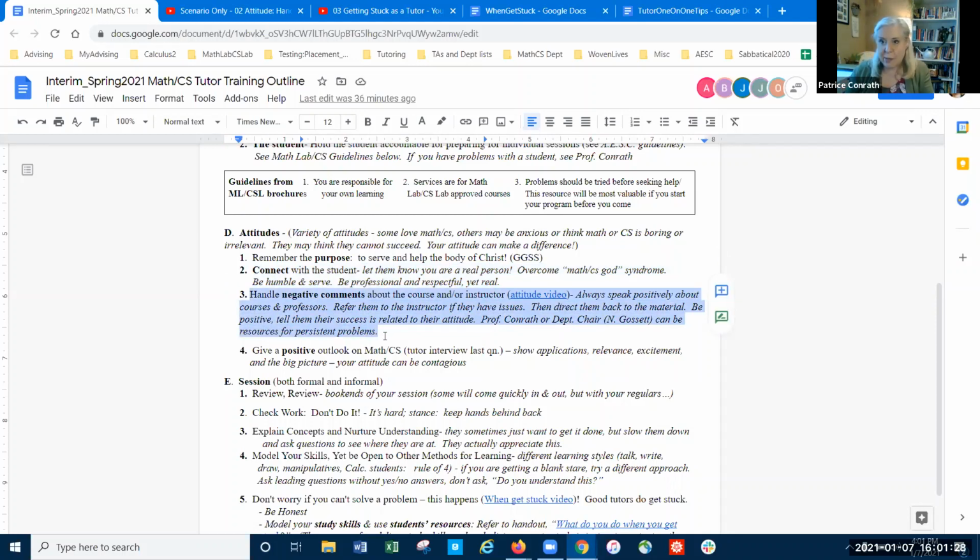This next one, handling negative comments. This one is going to happen. You are their peers, which sometimes is really good because they're going to listen to you. They know you've been through the courses and you've got some good tips. They're going to learn from you really well. But this also means that their guard is going to come down. They're going to start talking with you. They might start bad mouthing a class or a prof. And this is super easy for you to maybe jump on the bandwagon, especially if you had that course.